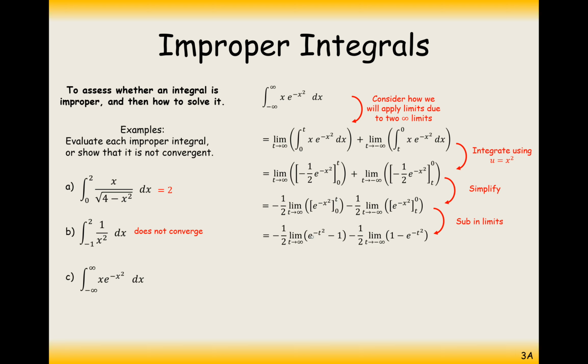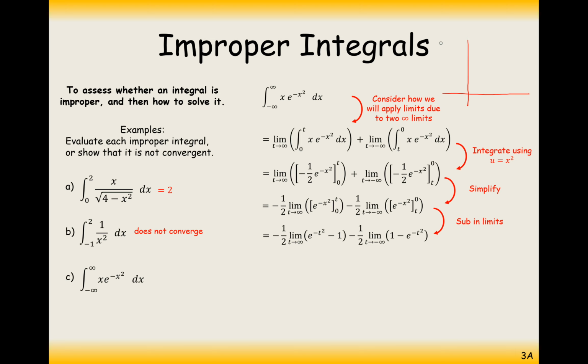So substitute in t first and then substitute in 0. Remember, e to the 0 is 1, so don't forget that. And what we'll do now is think about what will happen as t tends towards infinity or t tends towards minus infinity. Well, the first one here, remember the shape of the e graph?